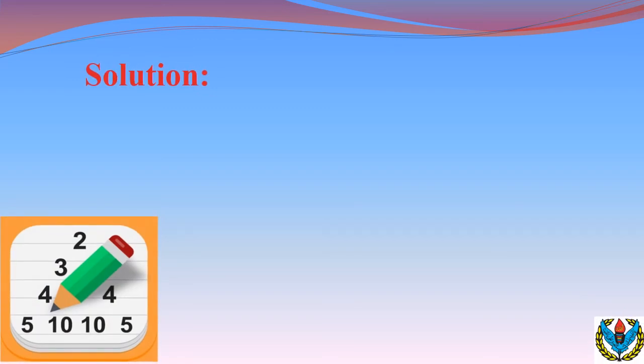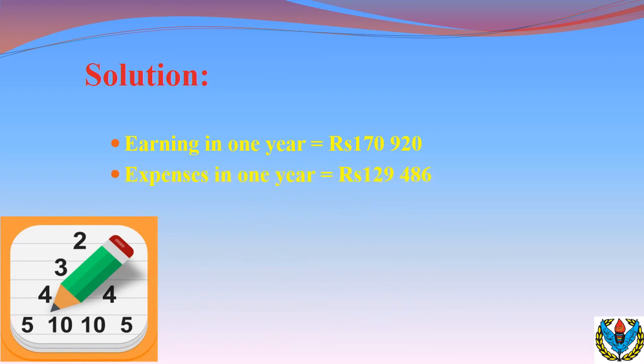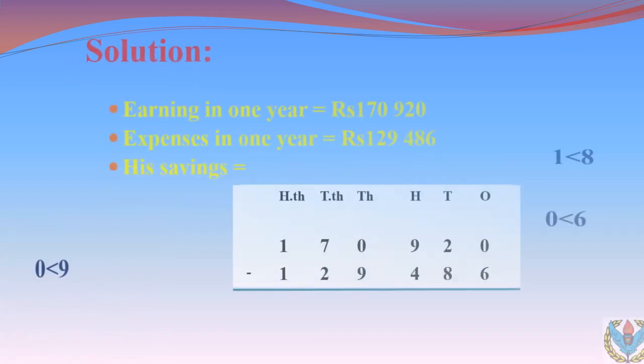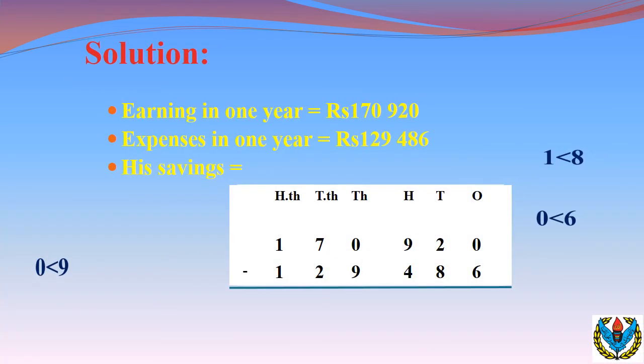First of all, we will make the statements from the given question. Our first statement will be the earning of the shopkeeper in 1 year in rupees, and the second statement will be the expenses of the shopkeeper in 1 year in rupees. And for the savings, we have to find out the difference of these two numbers. Write the numbers in the vertical form. The smaller number will be written below the bigger number.